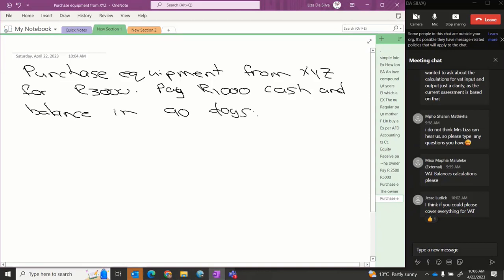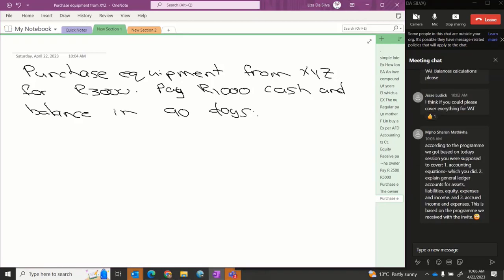So this is an adjustment and you have to change your balances so that it can balance now. According to the program we got based on today's session, accounting equations, general, accrued. Yes, I'm coming to that. This is based on the program. Yes, I know that.